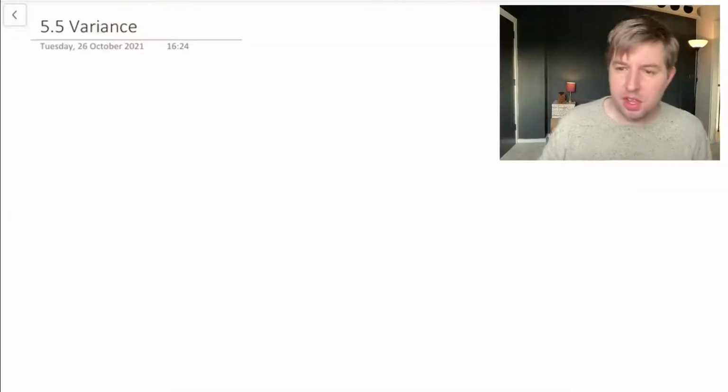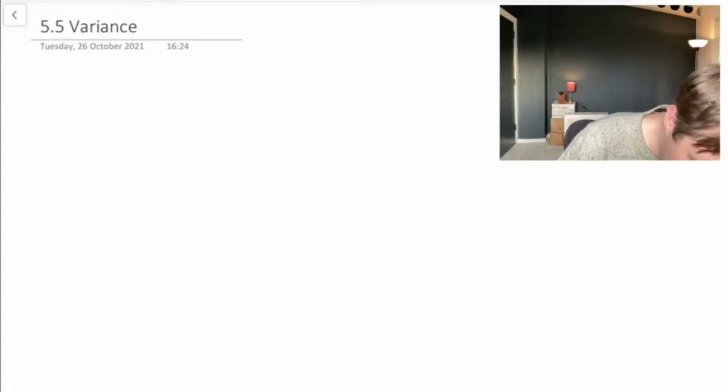In an earlier section, we looked at the expectation, where the expectation is a sort of measure of where the centre of the distribution of a random variable is. In this subsection, we're going to look at the variance, which is a measure of how spread out the outcomes of a random variable tend to be. So let's start by looking at the definition of this variance.